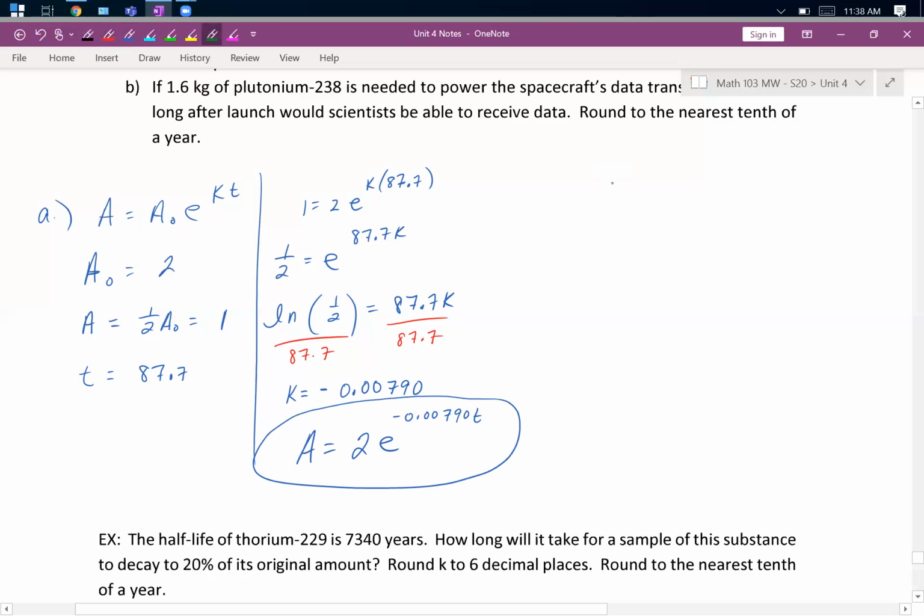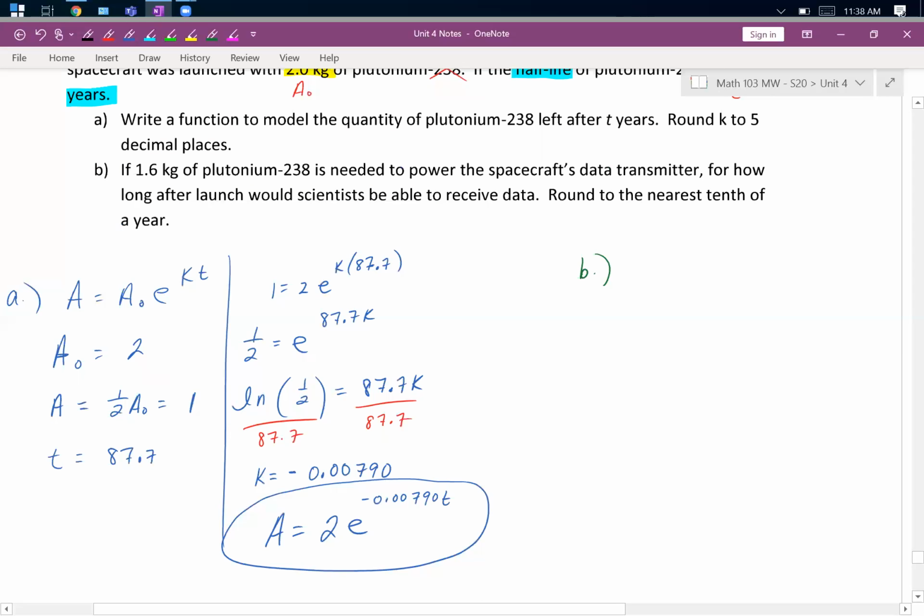Questions at all on getting that equation? All right, let's use it to answer part B. If 1.6 kilograms of plutonium-238 is needed to power the spacecraft's data transmitter, for how long after launch would scientists be able to receive data?